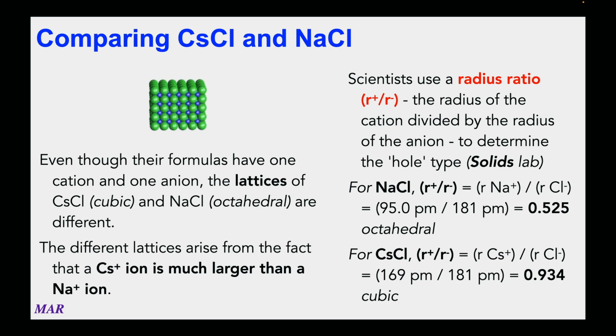As long as your R values are the same kind of units, you can use it. So like in this example, I used picometers for both of them. You could use angstroms for both of them, or centimeters, or whatever. Just make sure they're the same kind of units. But this is how scientists often figure out what kind of hole the different ionic compounds will fall into.